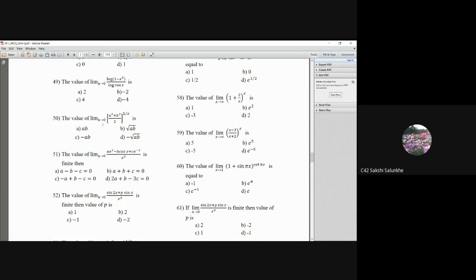Everyone? Yes, ma'am. Suppose it was question number 50, how many terms are there? 2. So that will be your fractional power: the answer raised to half, 1 by 2. 2 terms are there, so 1 by 2. If 3 terms were there, it would be 1 by 3. And what is the function inside? It is the product of the bases a and b. That's the answer without solving it.